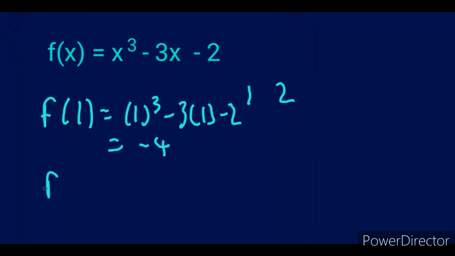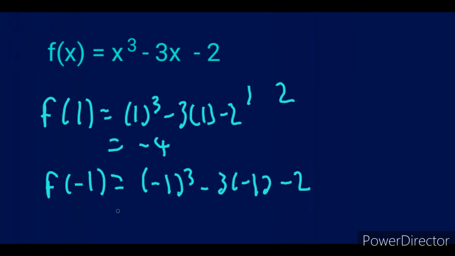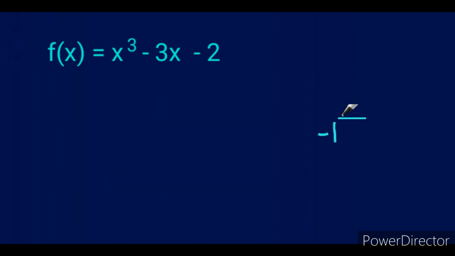Okay, let's test f of negative 1. So this is going to be negative 1 cubed, and this is going to be minus 3 into negative 1, minus 2. And this is actually going to give us 0, meaning that this is a factor. So negative 1 is a factor. Since negative 1 is a factor, you're going to say x plus 1 is a factor. So we know the linear part of it.